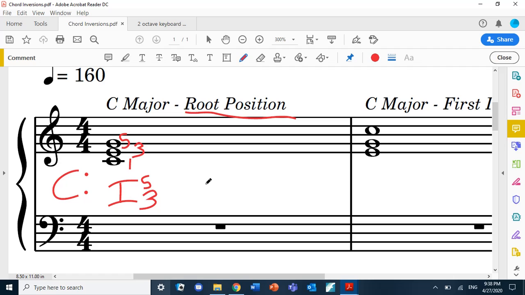So I will tell you right now, when you see a 3-note chord in root position, it is always going to be that 5-3. You might not always see the 5-3 written out, but that is the technical label for it. I hope that wasn't too confusing. Come back for the next video. We're going to do the same thing with the first inversion chord, and maybe through repetition this will start to make a little more sense if you're a little cloudy.